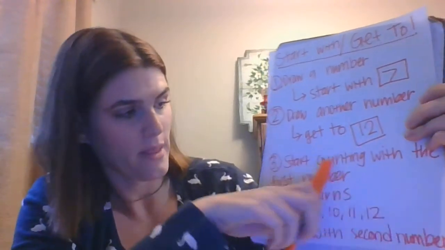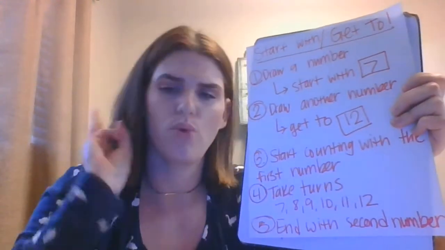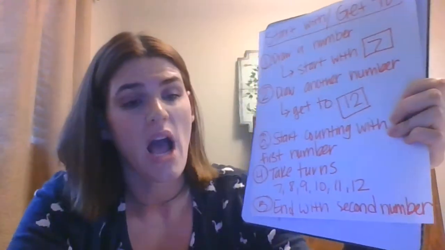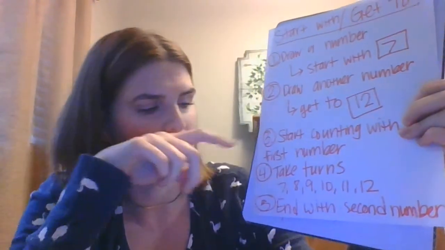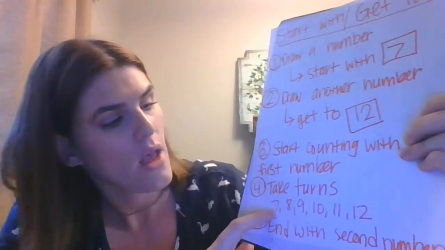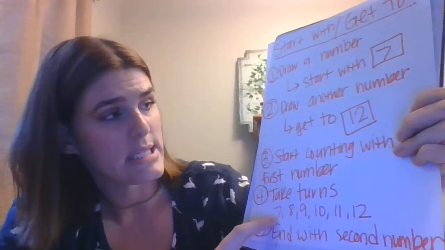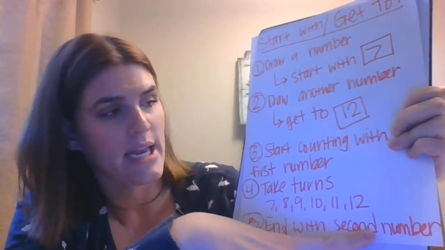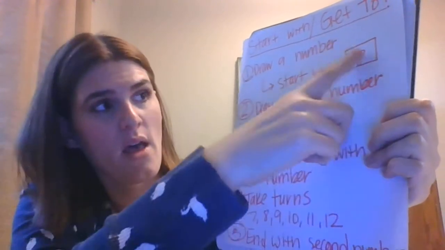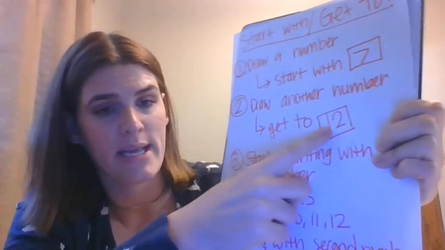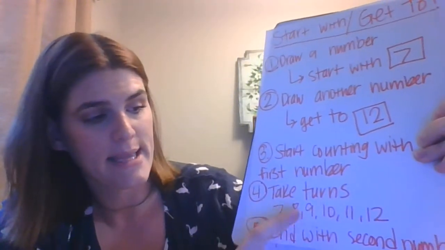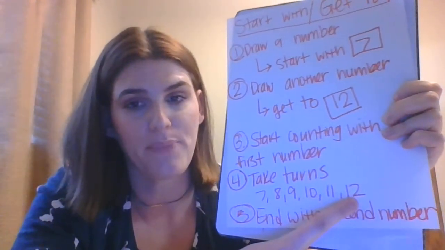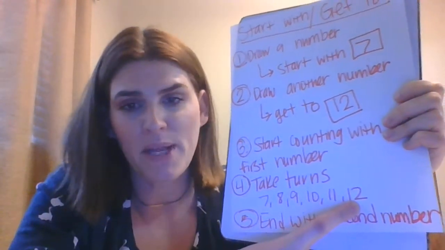The number 12. So the rule number 3, say rule number 3, you're going to start counting with the first number. So I drew a 7. I'm going to start counting at 7. Here's where I started counting. You're going to take turns. So I'm trying to get to 12, and the last rule says you're going to end with your second number. So that's my second number, and that's the first number. So I'm going to start from 7, and I'm going to try to get to 12: 7, 8, 9, 10, 11, 12. Okay?